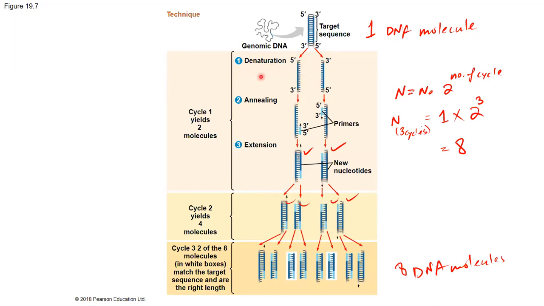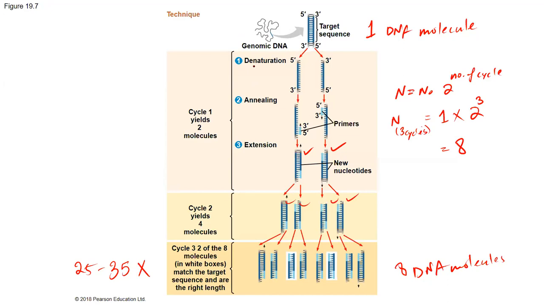So cycle 1 consists of 3 steps, cycle 2 consists of the same 3 steps, cycle 3 consists of the same 3 steps, and these cycles are repeated typically 25 to 35 times. Okay? Some PCR applications require more cycles, some require fewer. But typically, between 25 to 35 cycles are used.